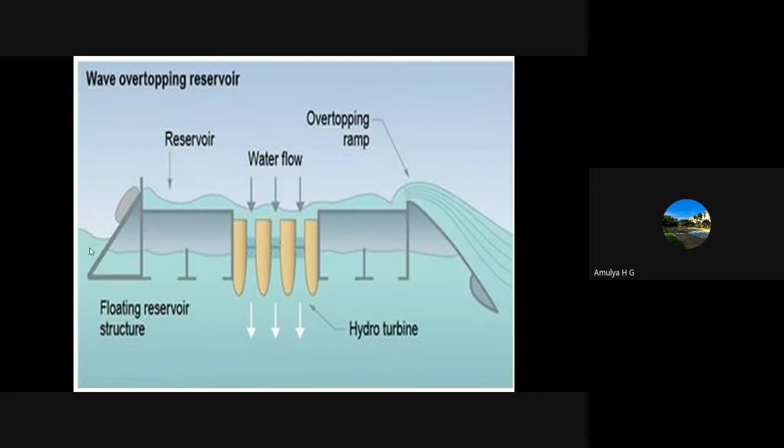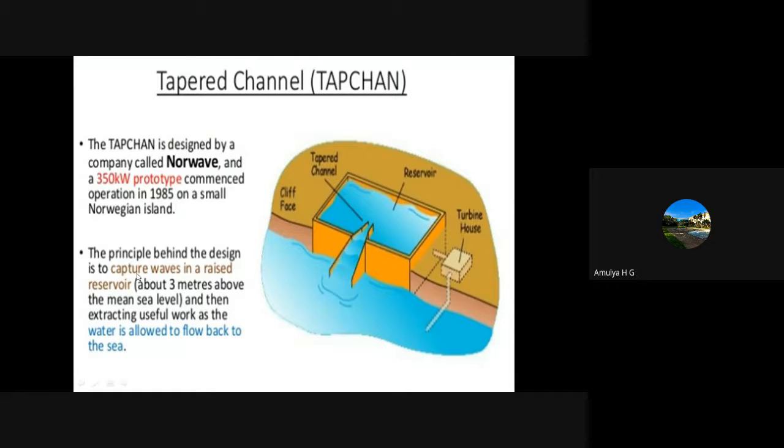So here you can see the water hits the overtopping structure and enters the reservoir, and it leaves the reservoir through a hydro turbine, that is a Kaplan turbine. This is how the electricity is generated. Next, one more type of device is the tapered channel, also called tapchan. This is one more overtopping device.